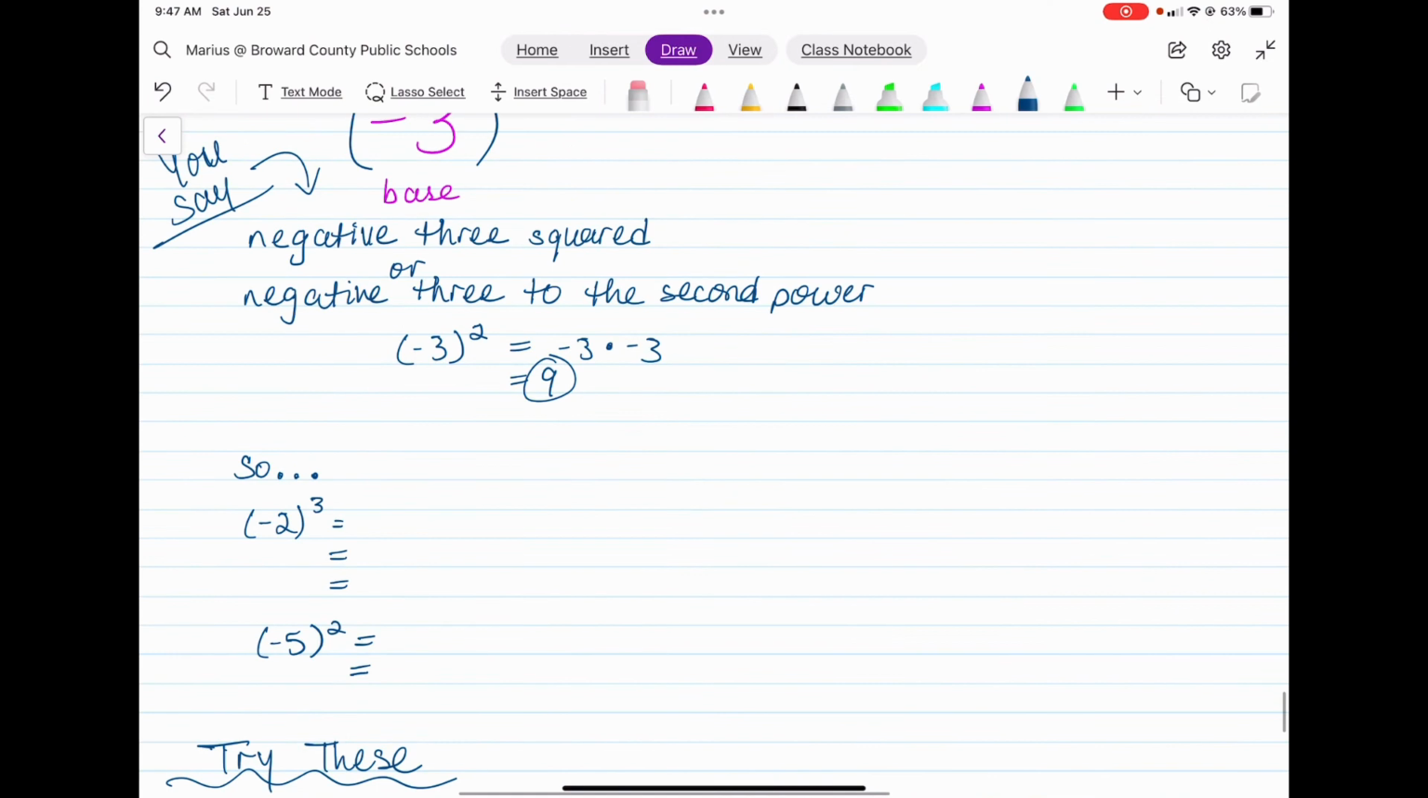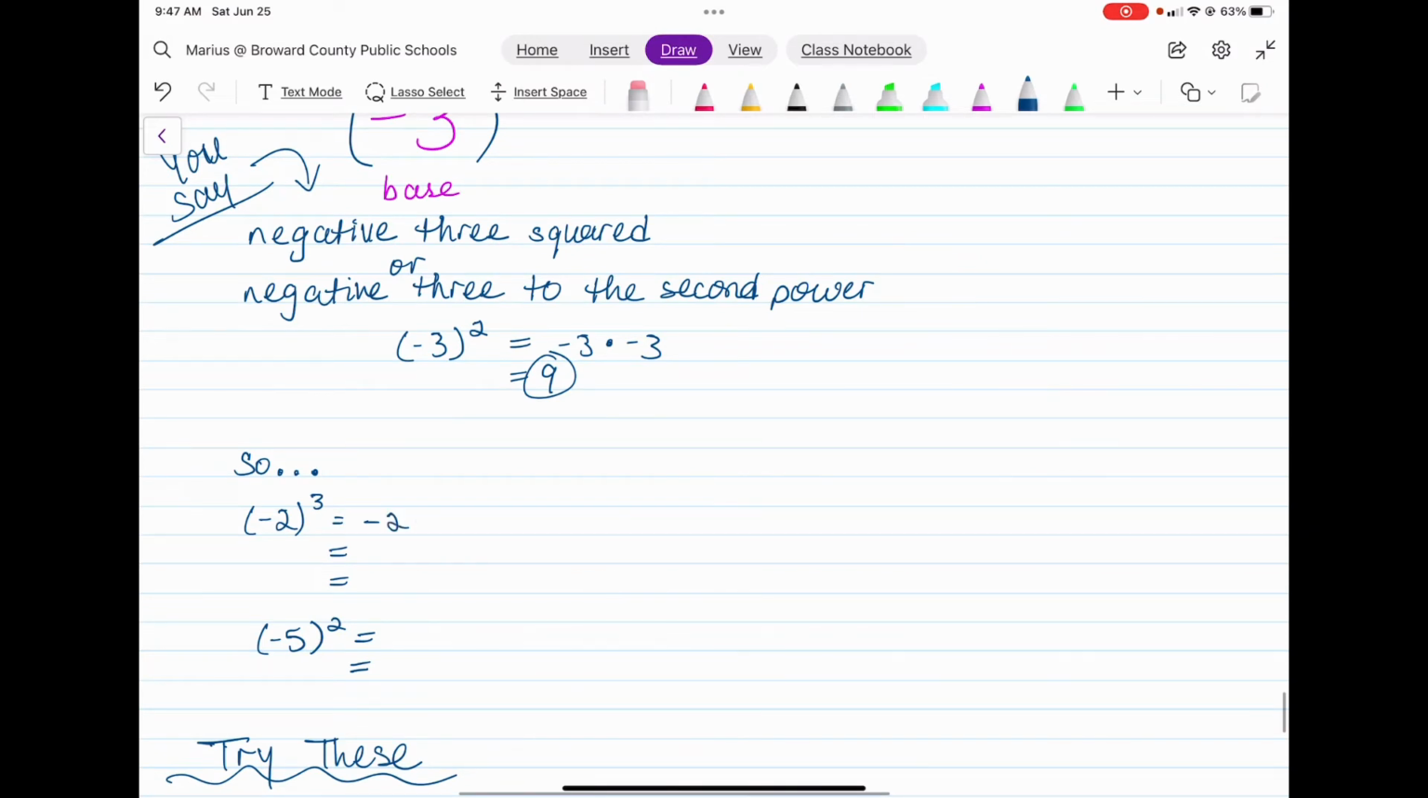So let's take a look at these other two examples here. We have negative 2 to the third power, which we would write as negative 2 times negative 2 times negative 2. Negative 2 times negative 2 is positive 4, and positive 4 times negative 2 is negative 8. And the second one, negative 5 squared, which is negative 5 times negative 5. A negative times a negative is a positive, so that would be positive 25.